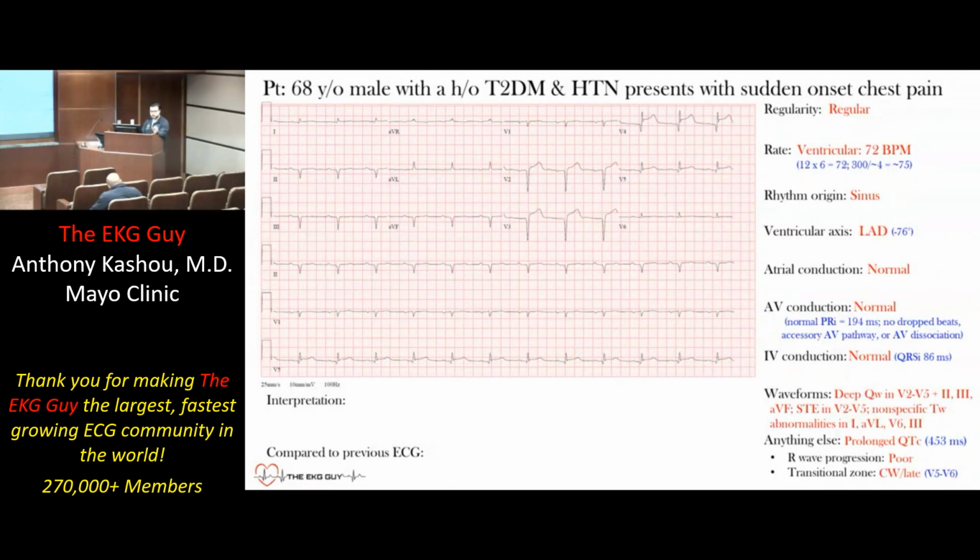Okay, so what's our final interpretation as we put this together? All right, so we said we have a regular rhythm, the rate at 72, sinus origin, a left axis shift. Okay, normal atrial, AV and IV conduction, and then we see these waveform abnormalities, okay? Is there anything else that you notice? Okay, so just along with that prolonged QTc. So overall, our final interpretation here is a normal sinus rhythm. We have an anterior infarct, likely subacute, okay, because you have those ST elevation changes as well as the Q waves that are now seen in those anteroseptal leads, and you have a prior inferior infarct that's chronic, with a prolonged QTc interval and nonspecific T-wave abnormalities, okay?